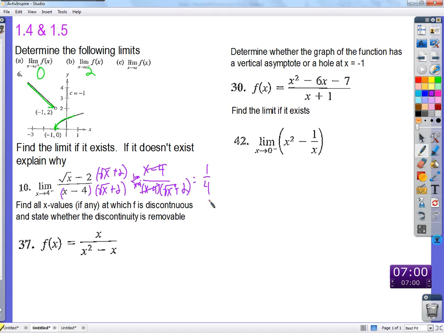Bring some levity. All right, we're going to find discontinuities. Points at which f is discontinuous and state whether the discontinuity is removable. What does it mean if a discontinuity is removable? The hole. Yeah, essentially. Anything else like this is not removable. Increasing without bound, that's not removable. Removable means we can fill it up with a dot.